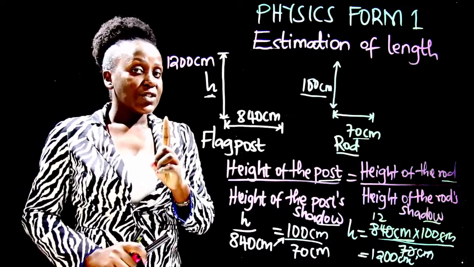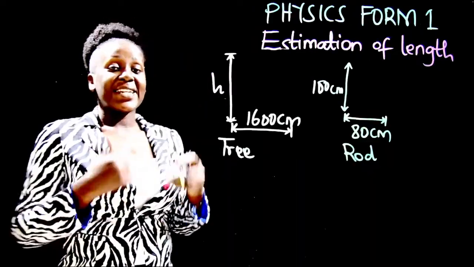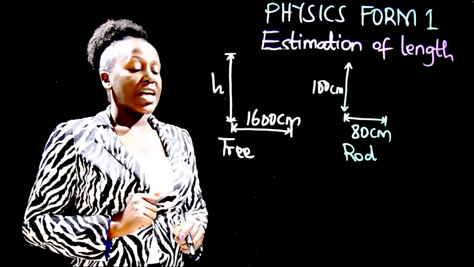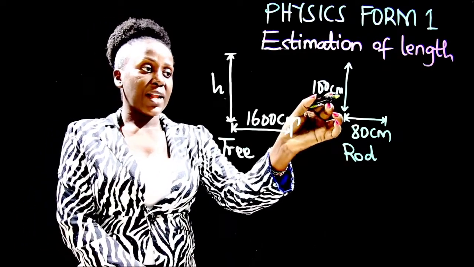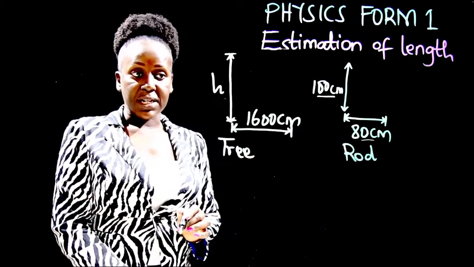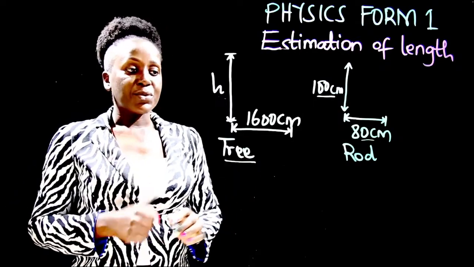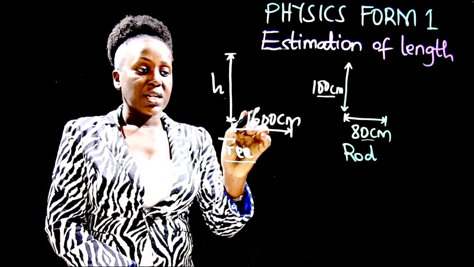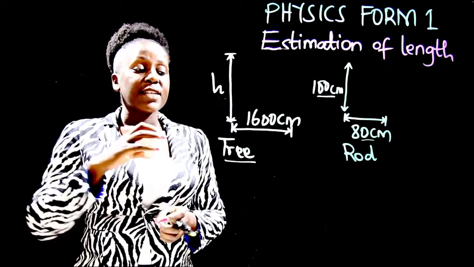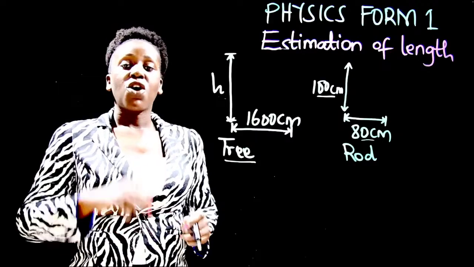I'll now give you one question that you will attempt given some information. Now, using the knowledge that you have learned, attempt this question. Given that the length of a rod is 100 centimeters and its shadow has a length of 80 centimeters, determine the length of a tree whose shadow is equal to 1,600 centimeters.